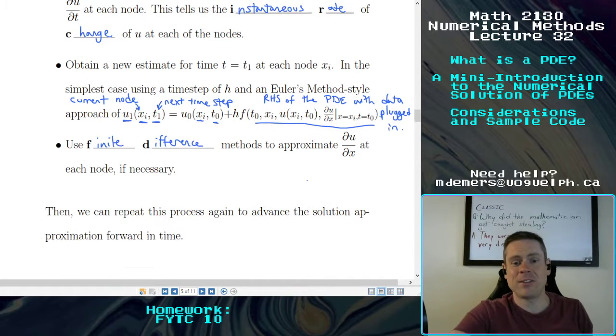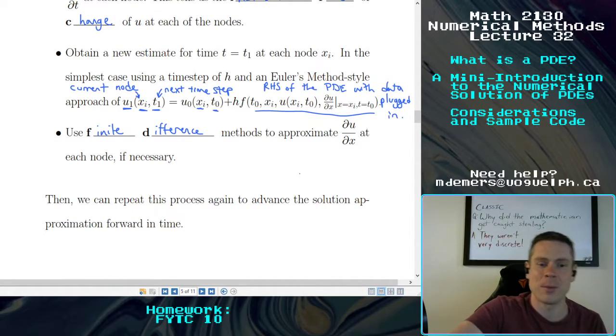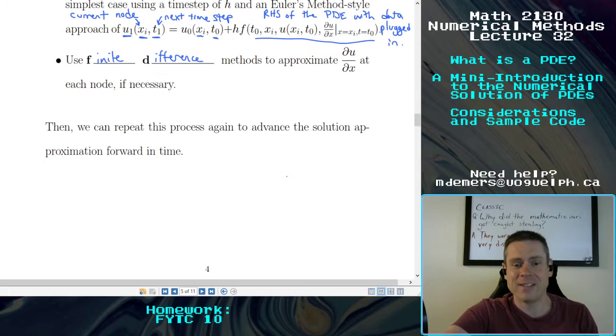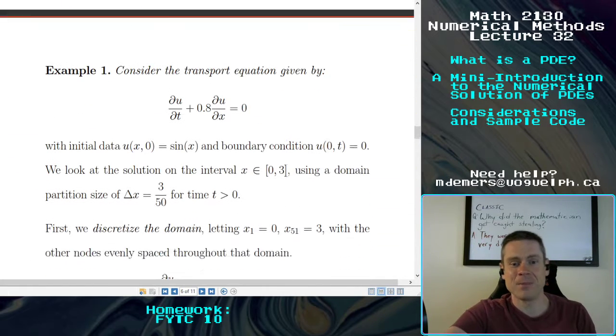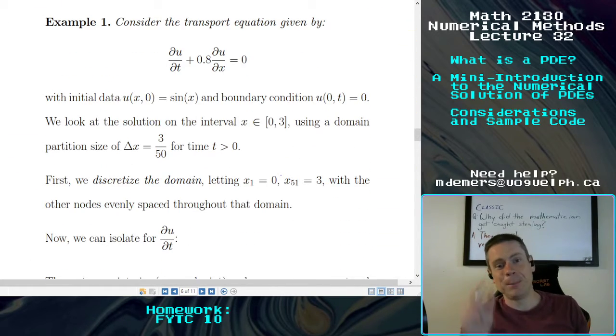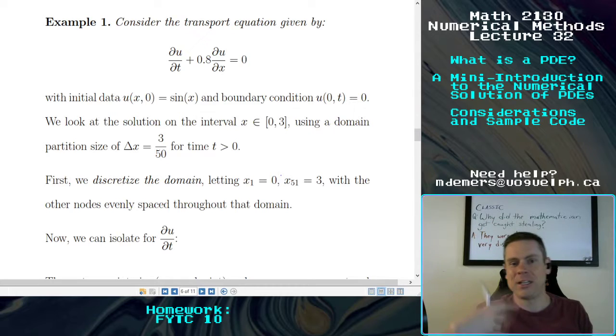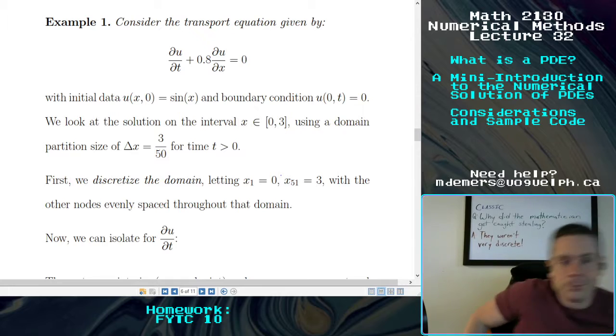And then you repeat that process again to advance the solution approximation forward in time. That's how it works. It's pretty ugly, but we're going to actually do a simple example, and I'll show you how a little bit of it works, and then do a demonstration, and it's really pretty cool.